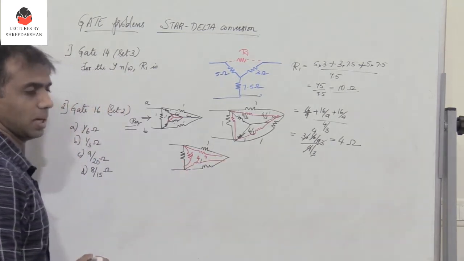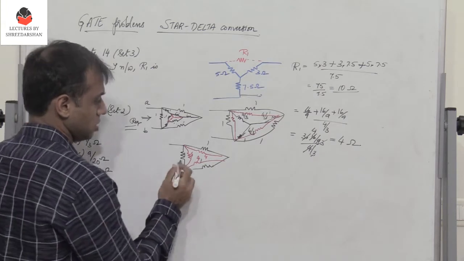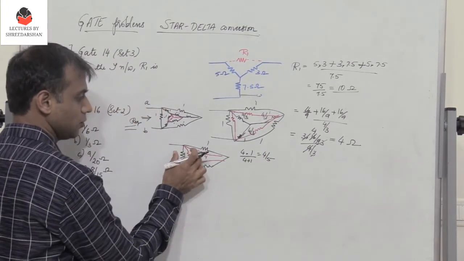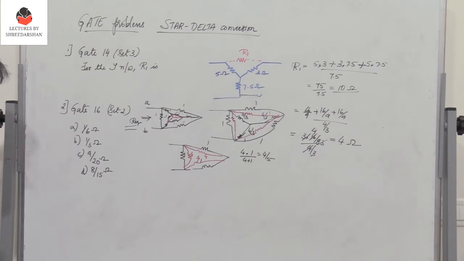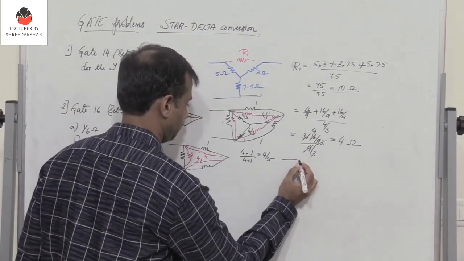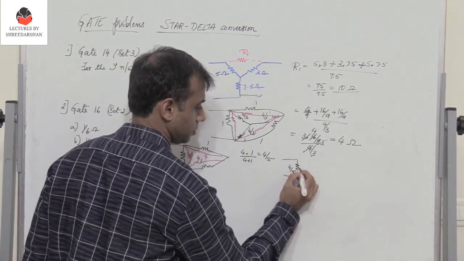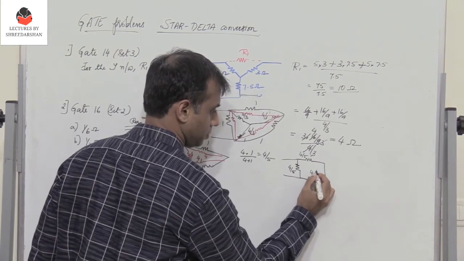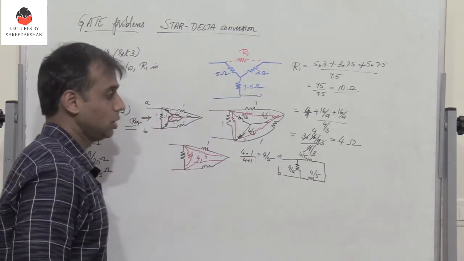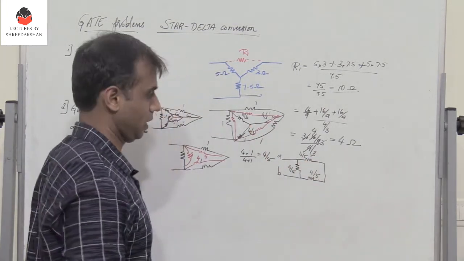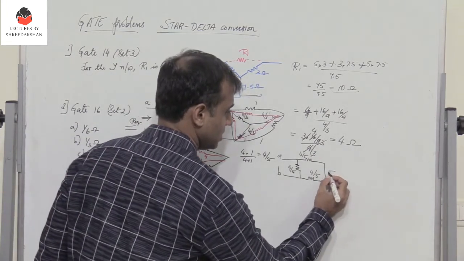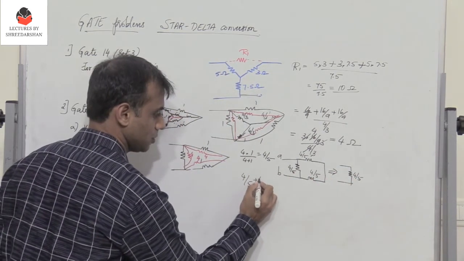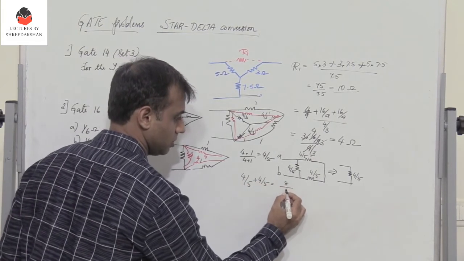Now these two resistors are in parallel. So what is the equivalent resistance? It is 4 into 1 divided by 4 plus 1, which is 4 by 5. So this is 4 by 5, 4 by 5, 4 by 5. Now this can be redrawn: I have 4 by 5, then 4 by 5, and again 4 by 5 here, and this is A and B. Now these two are in series, so 4 by 5 plus 4 by 5 is nothing but 8 by 5.